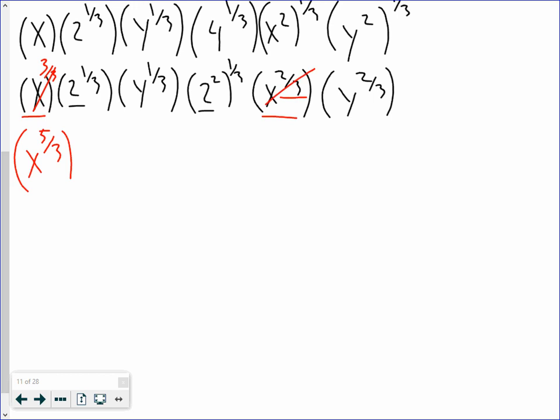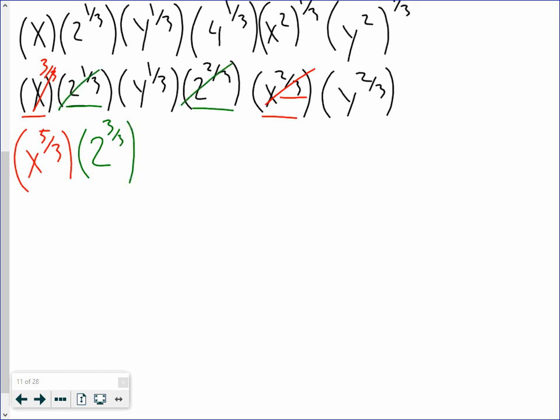Next, we have the 2's. So you have 2 to the 1/3 and 2 squared to the 1/3 as well. So that 2 squared to the 1/3, we can actually rewrite as 2 to the 2/3, because we have a power to a power, so 2 squared to the 1/3 will give us 2 raised to the 2/3. So now we can multiply these two together. We have 2 to the 1/3 times 2 to the 2/3. They have the same base, so we'll add the exponents. So we have 2 raised to the 3/3.